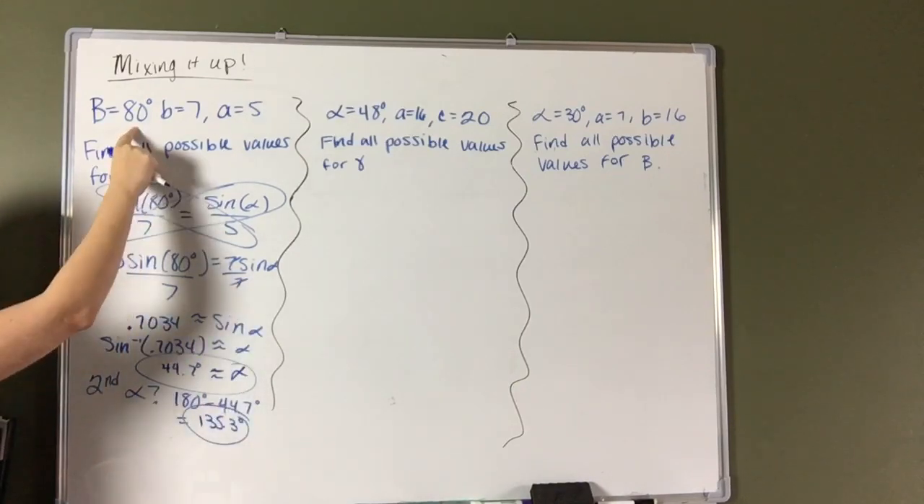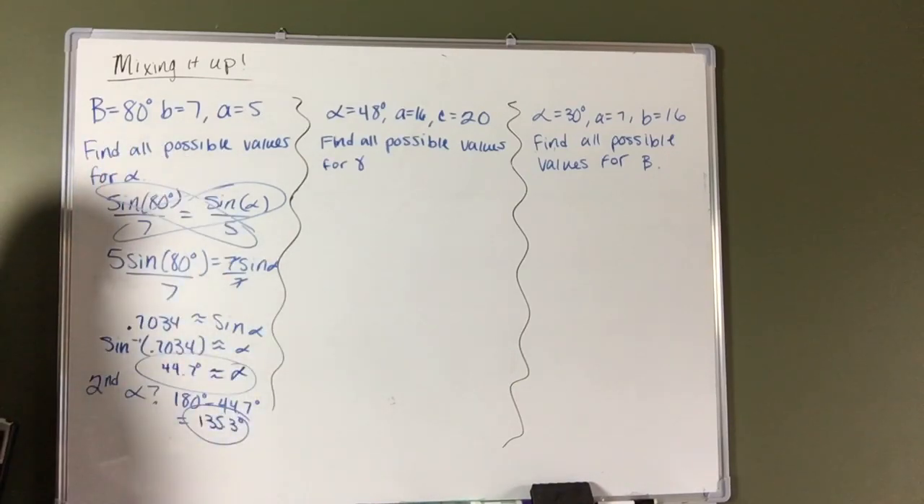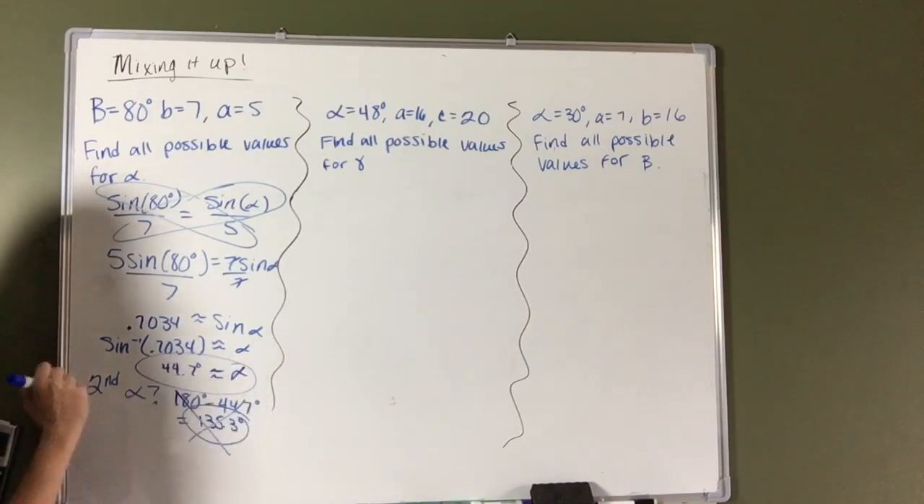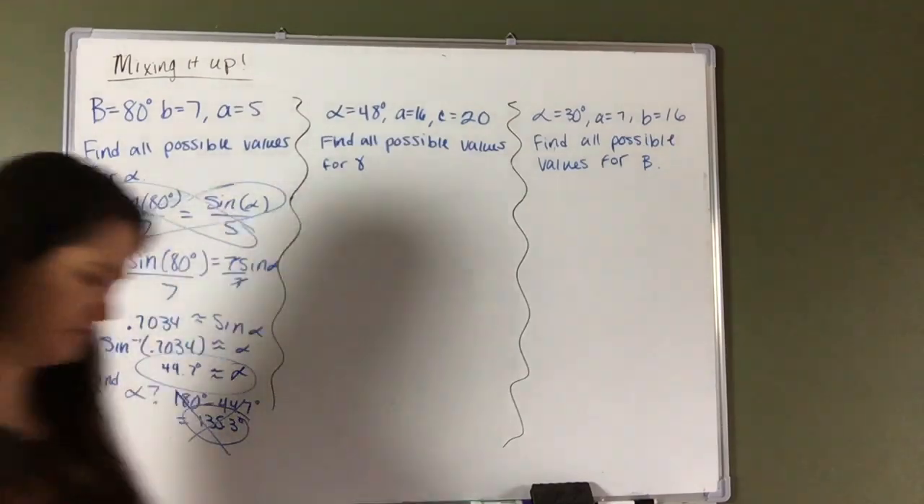135 degrees and 80 degrees, if you add those together, that's definitely too big, right? Because that's already bigger than 180, which is what all of the angles in the triangle have to add up to. So this is not going to work. So there's only one answer. Okay, moving on to the next one.